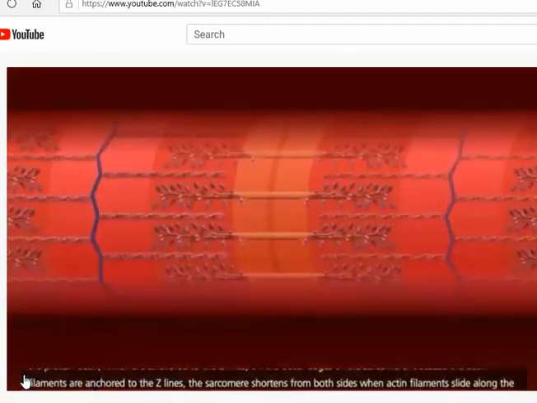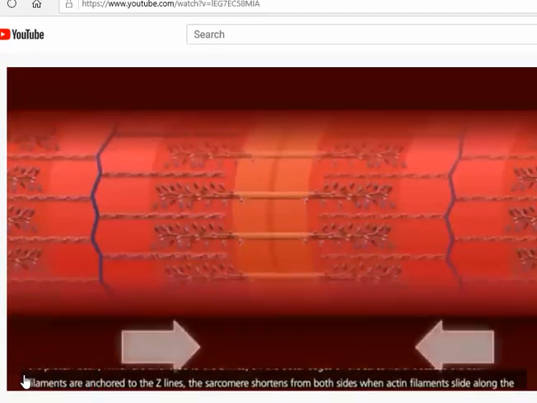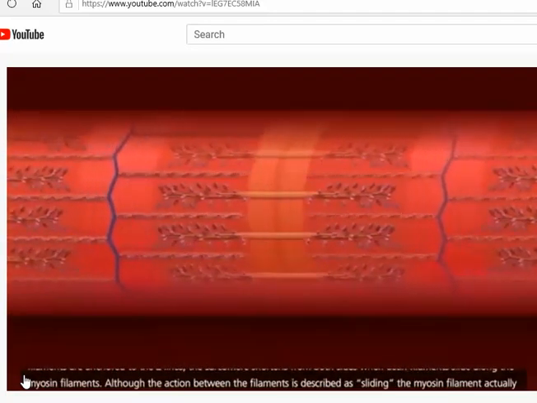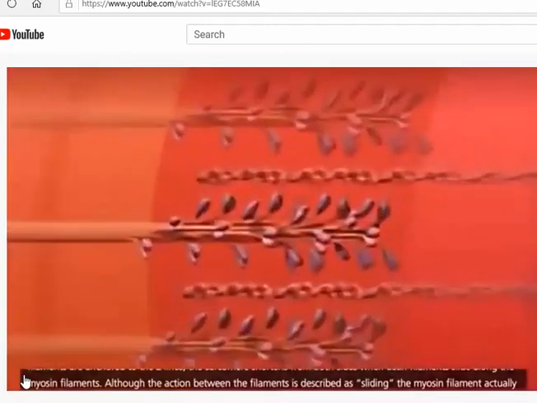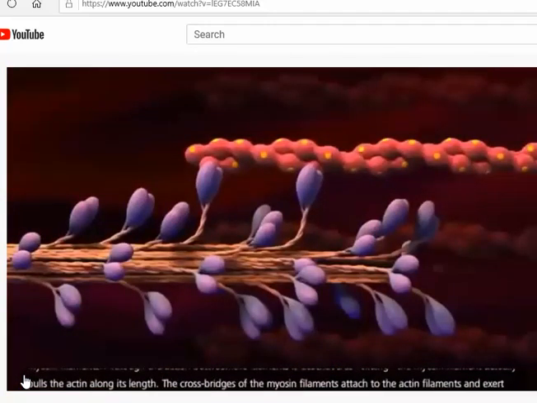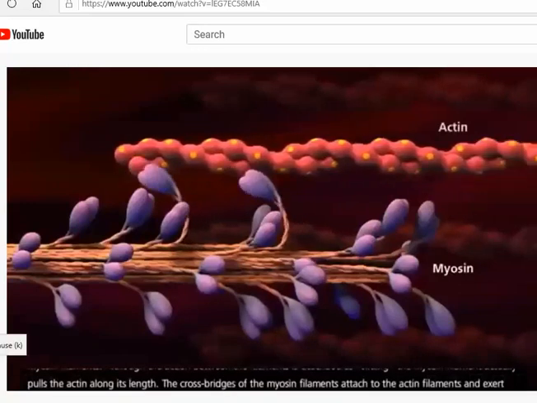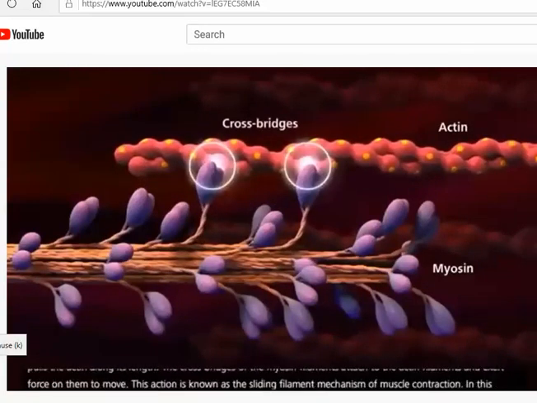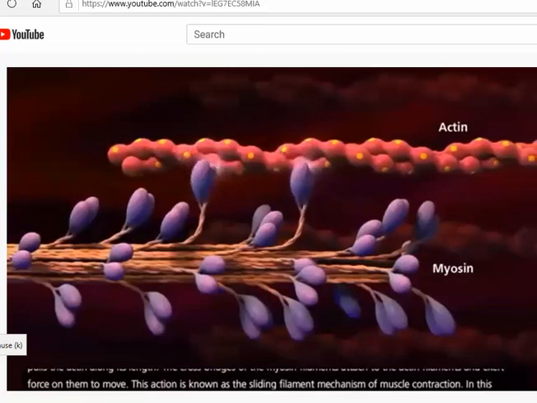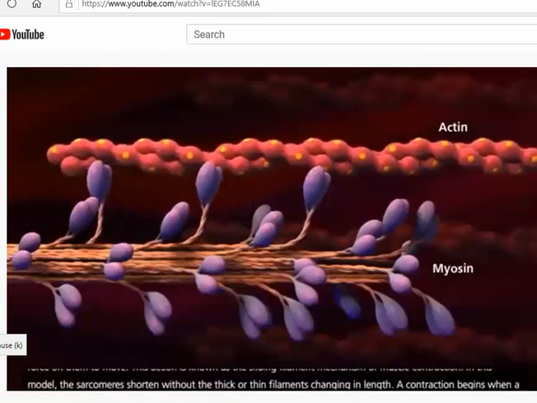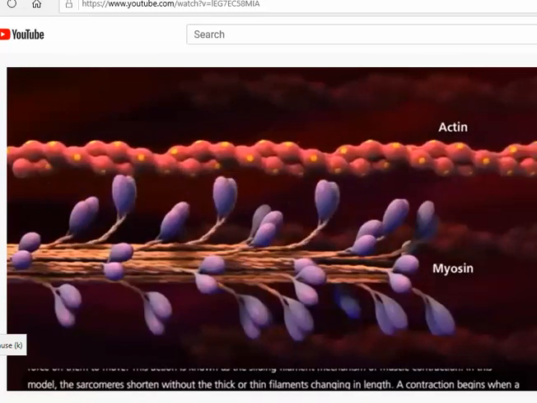Because the actin filaments are anchored to the Z lines, the sarcomere shortens from both sides when actin filaments slide along the myosin filaments. Although the action between the filaments is described as sliding, the myosin filament actually pulls the actin along its length. The cross bridges of the myosin filaments attach to the actin filaments and exert force on them to move. This action is known as the sliding filament mechanism of muscle contraction.